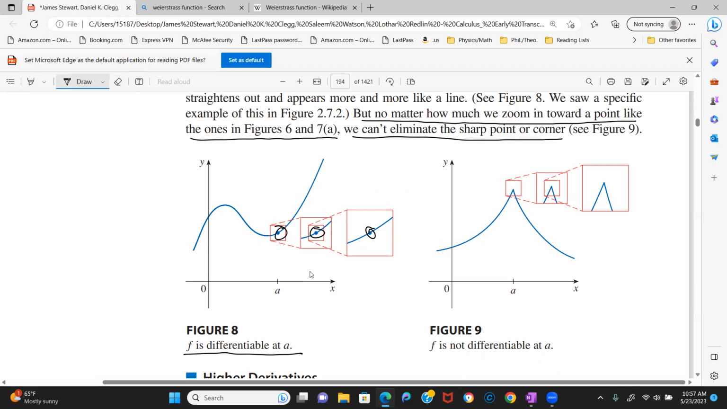They get very close to each other. But here, no matter how much you zoom in on this point, it's never going to look like a straight line. You're going to have this corner, this cusp, so it's not going to be differentiable there. So that's another way of thinking about differentiability: it roughly means that locally you look like a straight line, locally you look like the tangent line at that point.